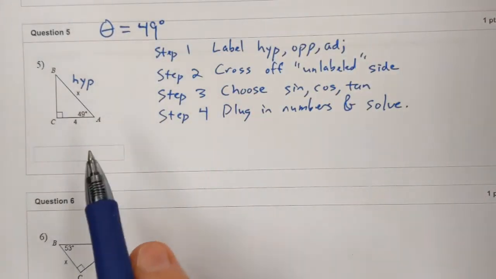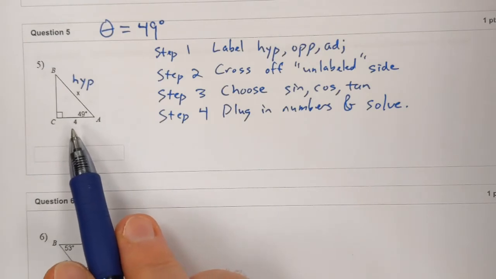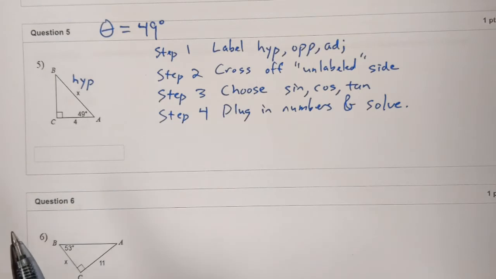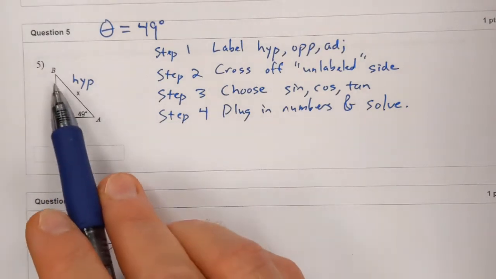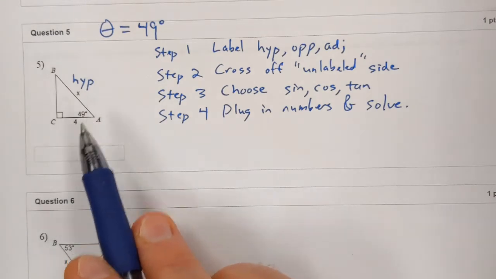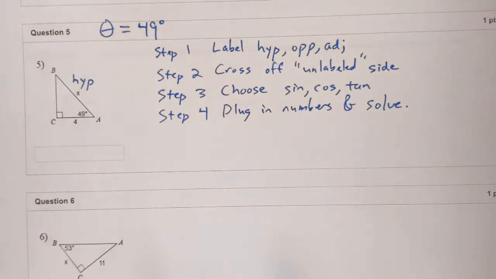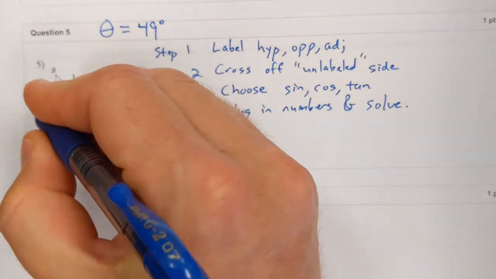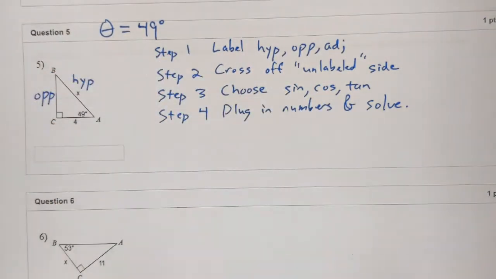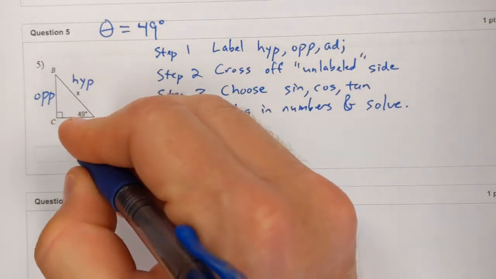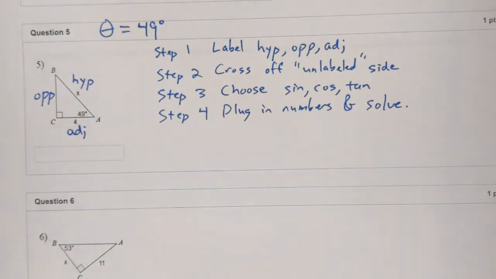Now, you could figure out that this angle over here is actually 41 degrees. And so in another world, they might have given us this 41-degree angle, but that's not what happened here. They gave us this 49-degree angle. That's what we're going to feature. And since we're featuring this 49-degree angle, that would make this leg the opposite leg. It's far away from 49. And it would make this leg down here the adjacent leg. So step 1 is done.